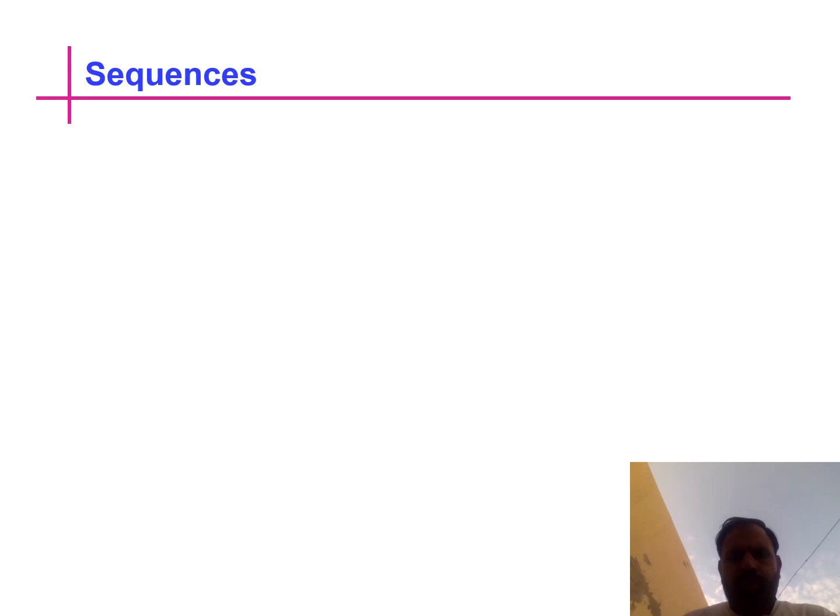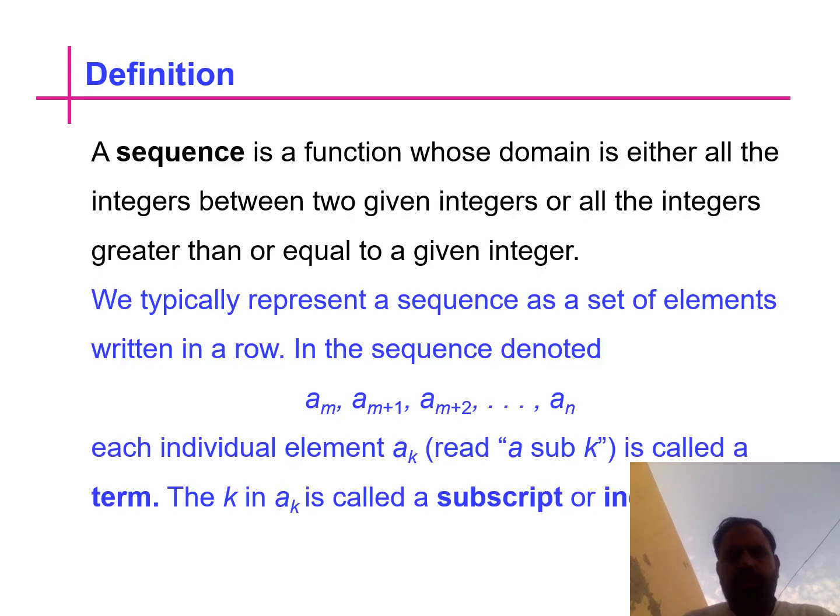Sequences. First of all, sequences. A sequence is a function whose domain is either all the integers between two given integers, or all the integers greater than or equal to a given integer. We typically represent a sequence as a set of elements written in a row. In a sequence, this was denoted by am, am plus 1, am plus 2, up to an.